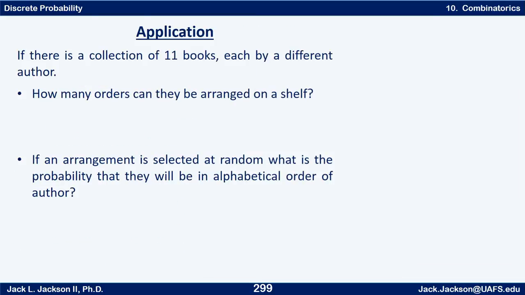All right, so using this information, see if we can solve these problems. If there's a collection of 11 books, let's say they're each by a different author, how many orders can they be arranged on the shelf? And then how does this connect back to probability? Well, if one of these arrangements is selected at random, what's the probability that they will just happen to be in alphabetical order of the author? Okay, you should be able to figure this out now based on what we've done. Press pause now. Okay, and you're back. Hopefully you've worked it out yourself. If you haven't, go ahead and do that and come back.